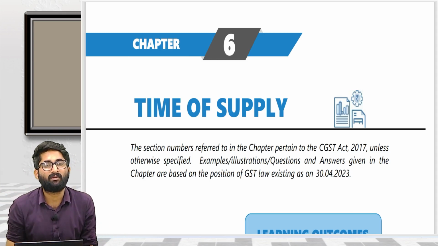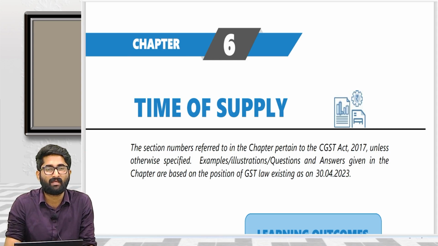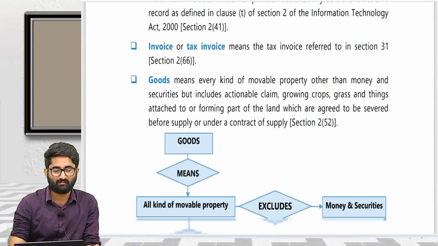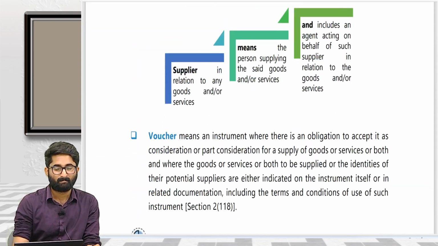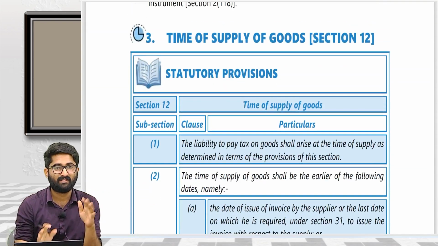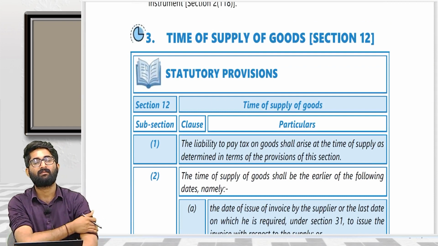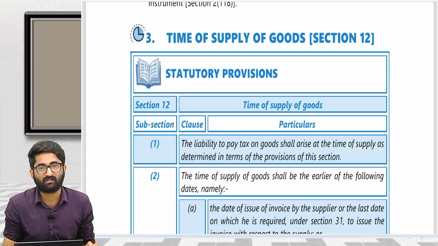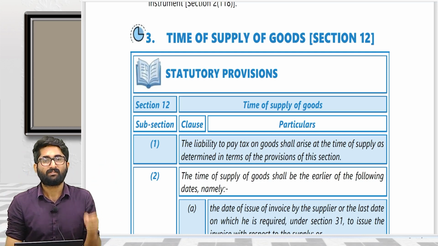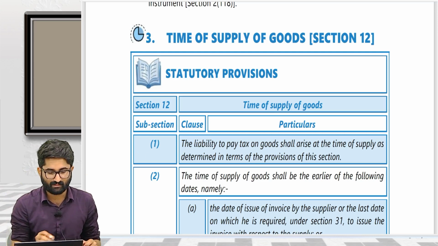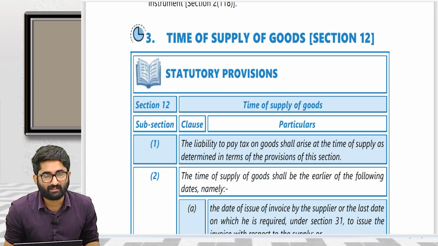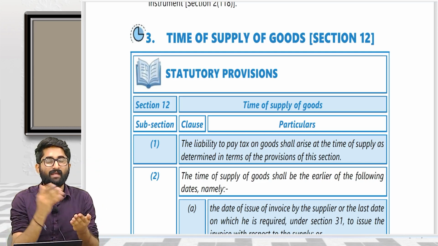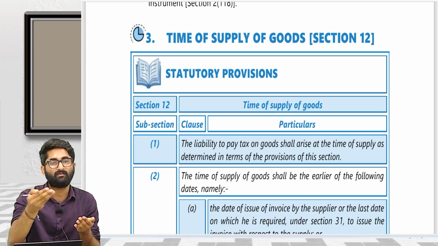When I have to pay it to the government is given in the time of supply provisions, section number 12 and section number 13. Section number 12 covers time of supply in case of goods, and section number 13 covers time of supply in case of services. Section number 12 subsection 1 says that time of supply in case of goods is as per the provisions of section number 12. So to find the time of supply for goods, you have to follow section number 12.